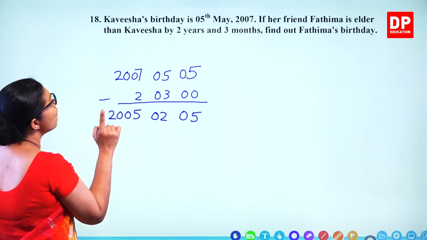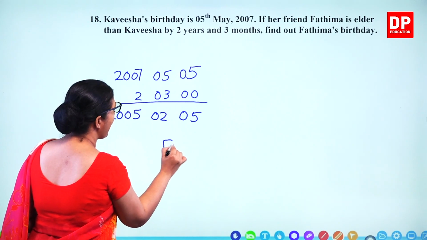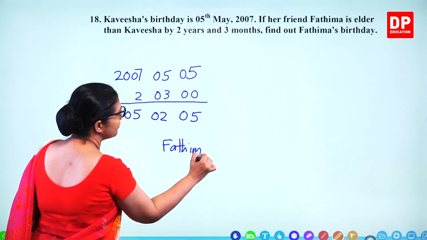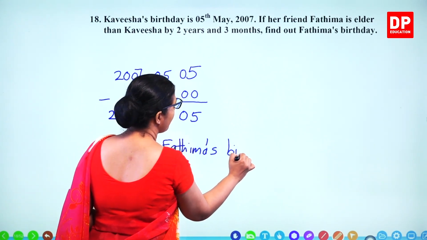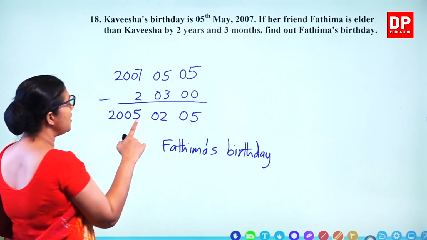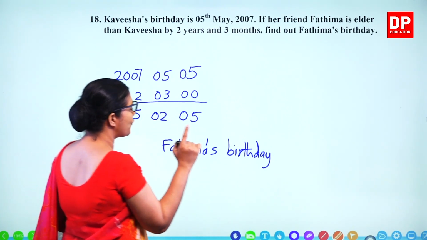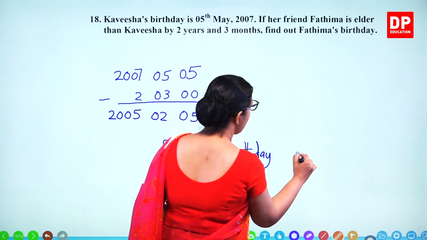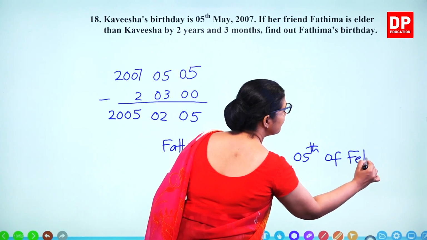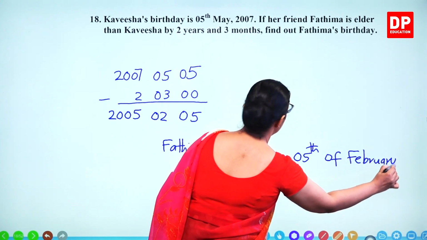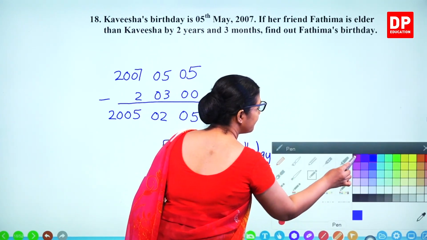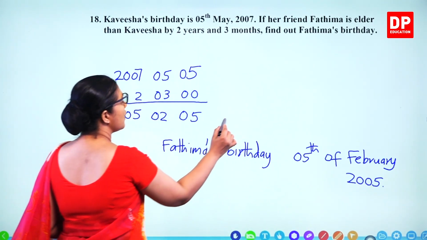So, what's Fatima's birthday? Fatima's, that's 2 means February. February 5th. So, 5th of February 2007. You get 2 marks there.